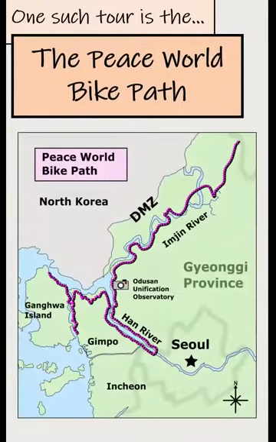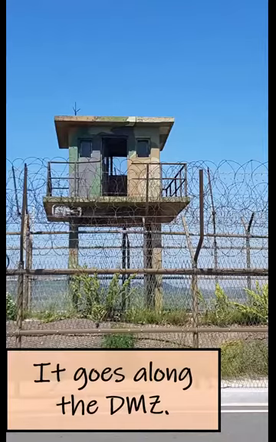There's a map of it there, right? You can see it goes along the DMZ, along the Gyeonggi Province of South Korea, right between the border of North and South Korea. Really interesting place. So yeah, oh, scary, scary. Of course, the Peace World Bike Path uses the All That Stamp app, which is why I made this video.